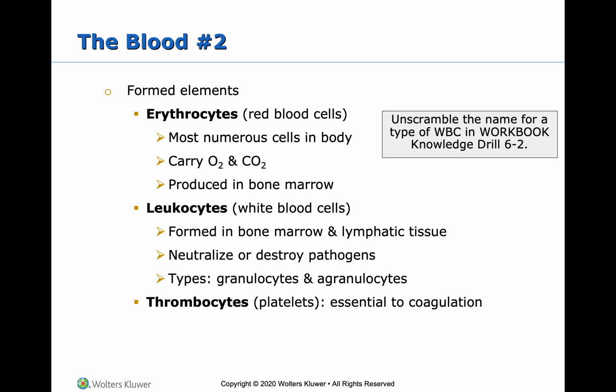Okay, so the second type of formed element is your leukocytes. These are also called your white blood cells. I know a lot of people know that if you have an elevated white blood cell count, it must mean you're sick, right? Well, why is that? Because the function of your leukocytes is to destroy pathogens. They're like your little fighter cells in your blood. They're designed to neutralize or destroy harmful agents in your body.